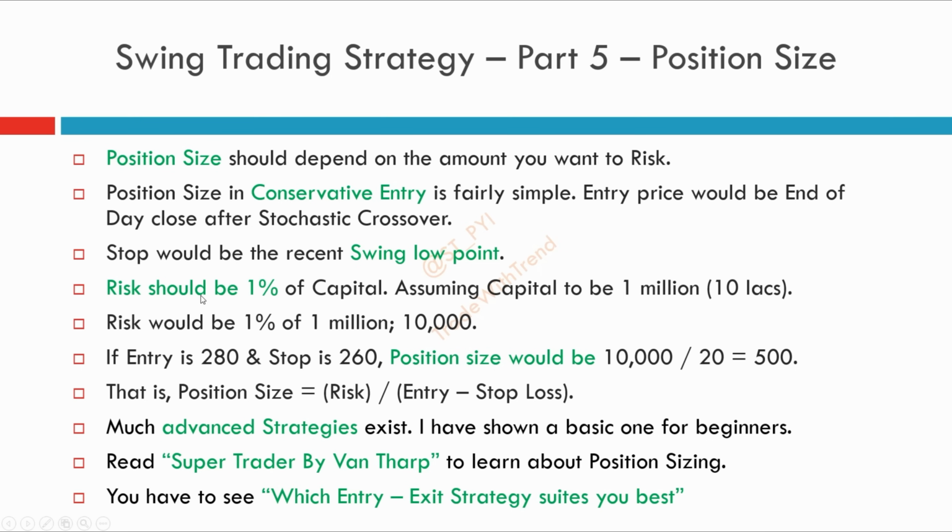This section I covered in part 2, I think. So assuming your capital is about 1 million, your risk would be 1% of 1 million, that is 10,000 per trade. So hypothetically, if your entry is 280 and stop loss is 260, then your position size would be 10,000, that is risk, divided by 20, that is the difference of entry and stop. So I've given out the formula here. Position size would be calculated by risk divided by the difference of entry and stop loss.